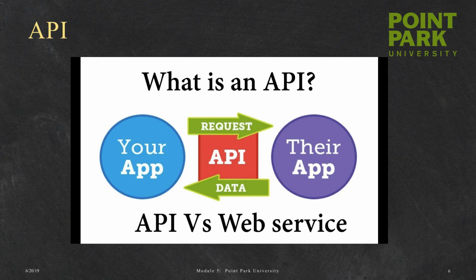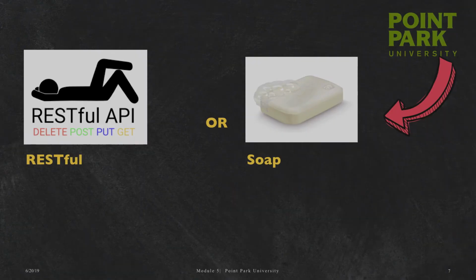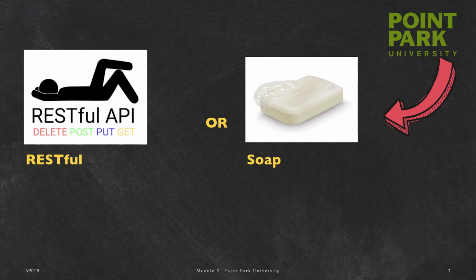All right, moving on. So you have two APIs. You have RESTful, which is pretty straightforward. Delete, post, put, and get. Those are the four common things that you'll use, features or commands.